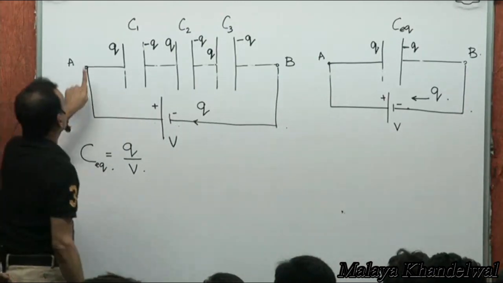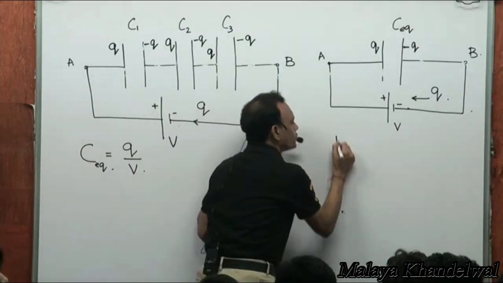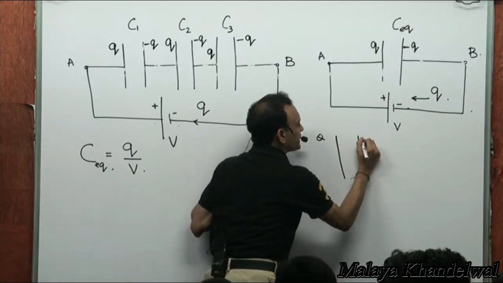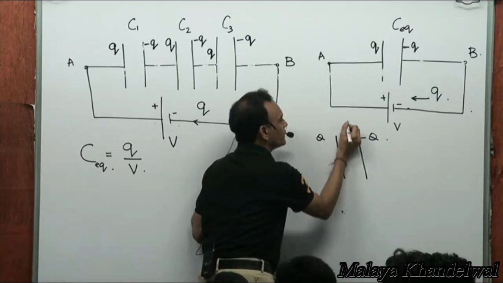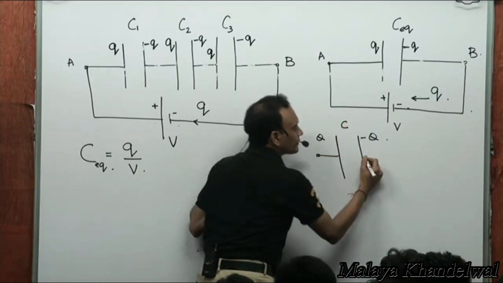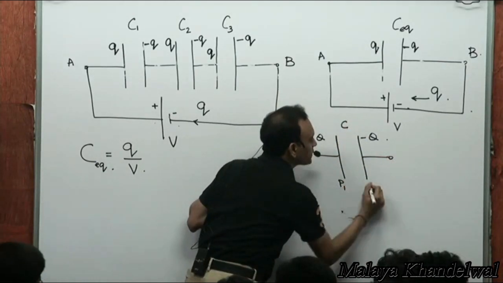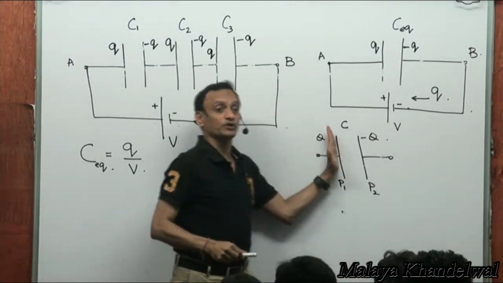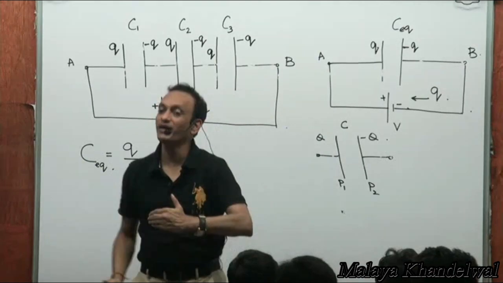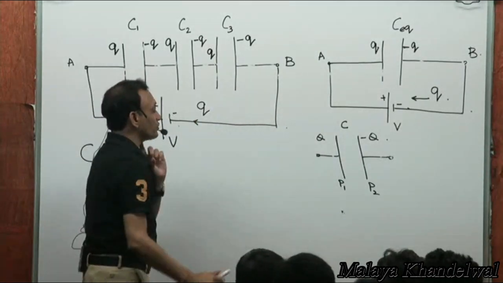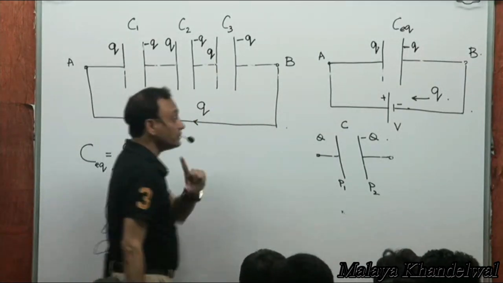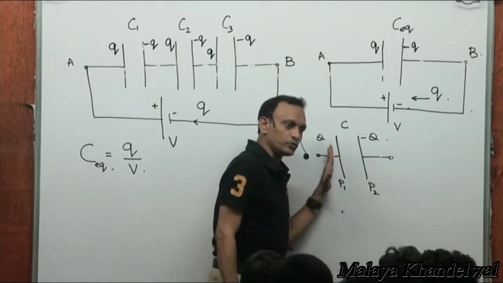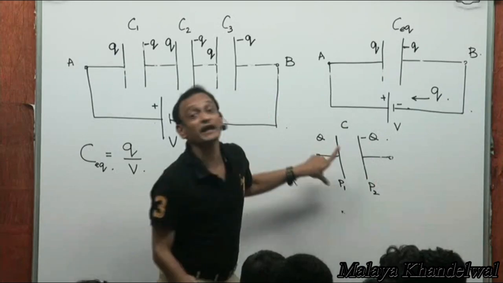Now, one thing that you must remember: if there is any capacitor, this plate has charge Q, this plate has charge minus Q, and the capacitance is C. Let's say this plate is P1 and this plate is P2. Now if you go from one plate to another, P1 to P2 for example, then the potential drop would be the algebraic potential drop.